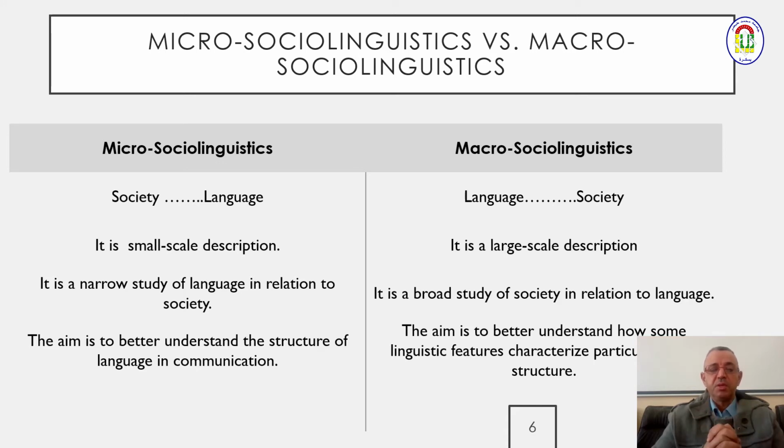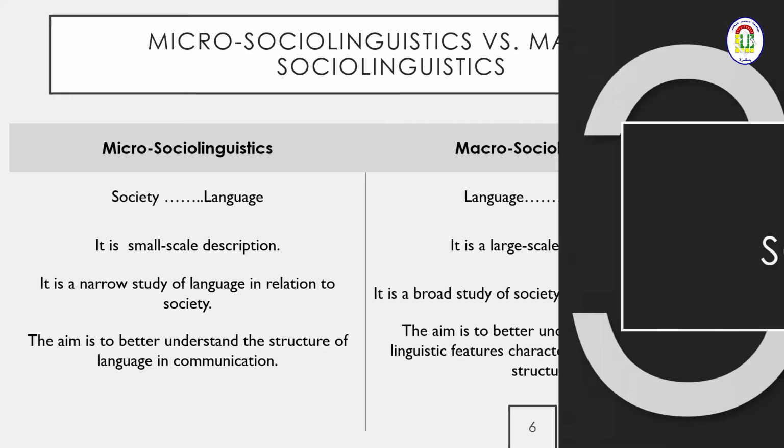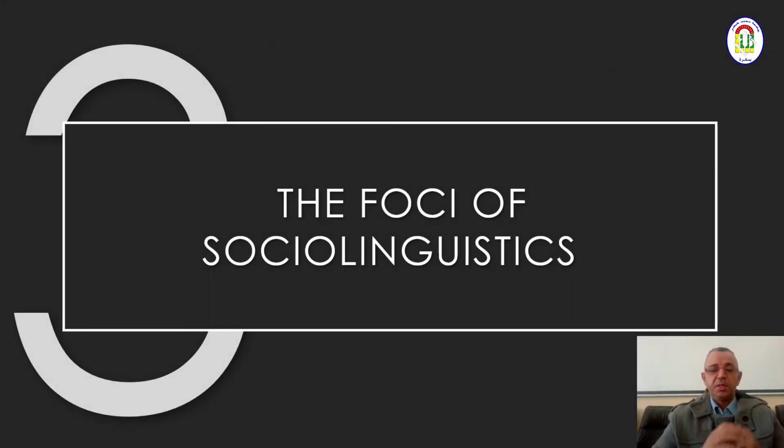Now let's talk about the aims of micro-sociolinguistics on one hand and macro-sociolinguistics on the other. The aim of micro-sociolinguistics is to better understand the structure of language in communication. On the other side, the aim of macro-sociolinguistics is to better understand how some linguistic features characterize particular language structures. This is concerning the scope of sociolinguistics.